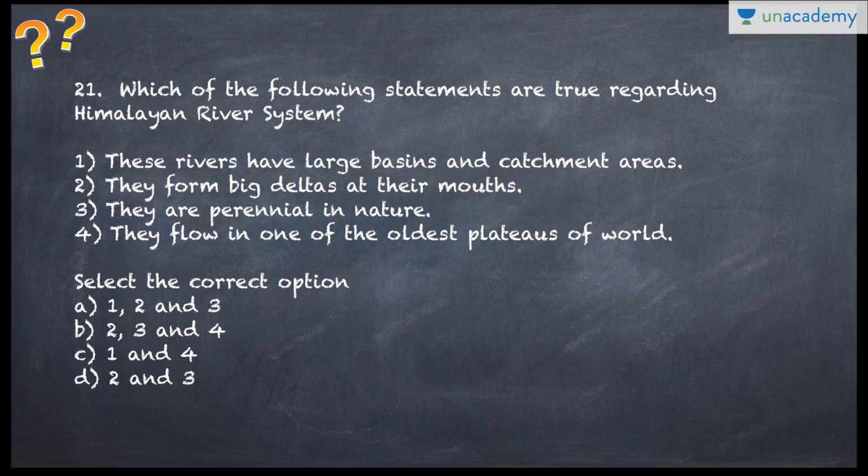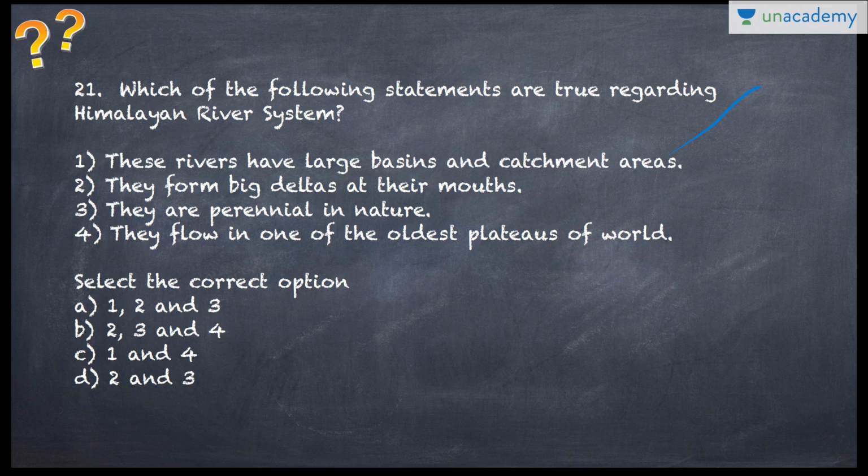And then you have the Himalayan river systems. Let's take them one by one. These rivers have a large basin and catchment area. Very true. In India itself, it's the Ganges and the Yamuna, which have very big floodplains and large basins and catchment areas. So this is true. And they form big deltas at their mouth, which is also true. The world's largest delta is in the Sundarbans, formed by the Ganges and Brahmaputra coming together.